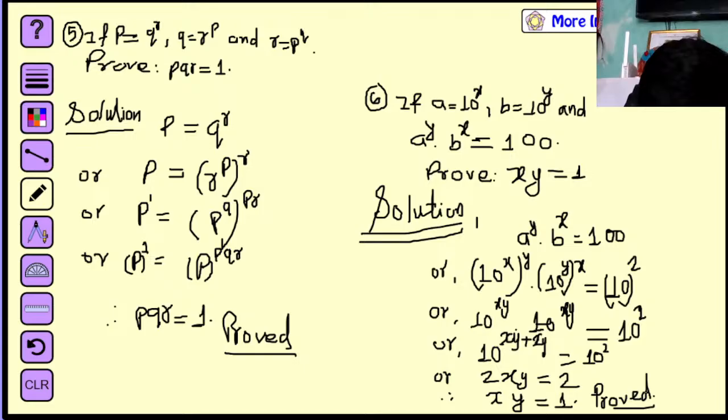The next question is that if m equals a to the power x, n equals a to the power y, and a square equals, that is given, m to the power y and n to the power x, whole power z. That is given. Then prove, we have to prove that xyz equals 1. This is the question that I am going to do here.